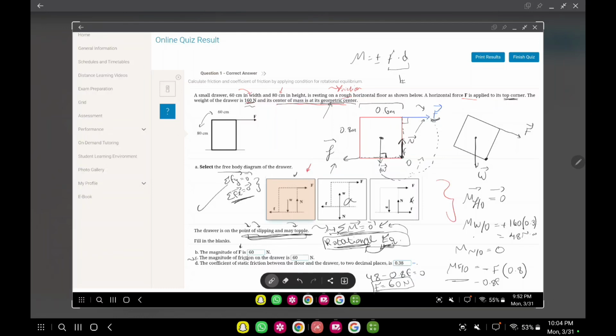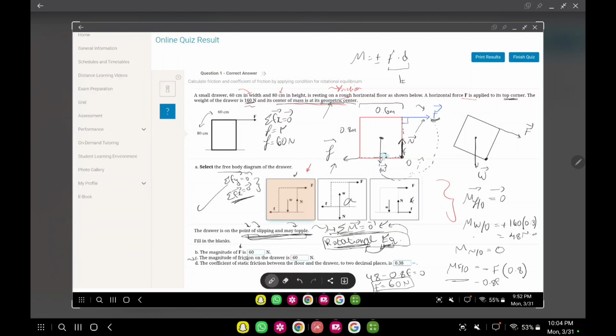Friction is a horizontal force, right? So let's take a look at the block. Since sigma Fx equals 0, what horizontal forces do we have? Anything acting to the left is F. What's acting to the right? The big F, the force F. Since they're equal, that means friction is equal to 60 newtons, because we found F to be 60 newtons.